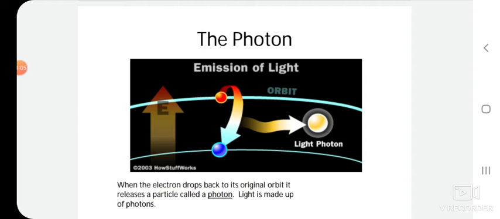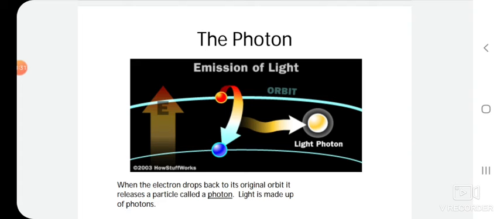When the electron drops back to its original orbit, it releases a particle, and that particle is called a photon, and we can measure its energy in the form of photons. So that light is made up of photons.